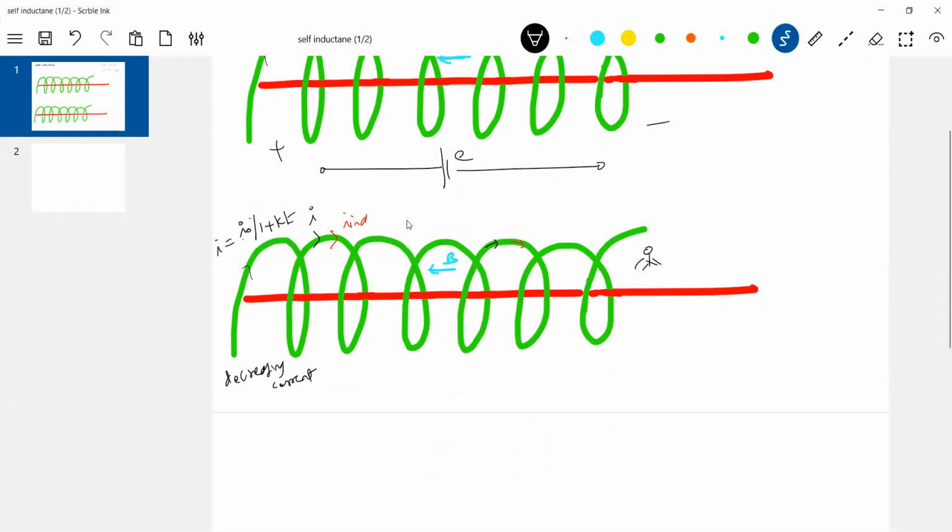Now this end will behave like a cell. I can replace it with a cell of EMF. So this end is positive. This is very important, I'm telling you this: the signs, the polarity, because all the numericals just revolve around this.